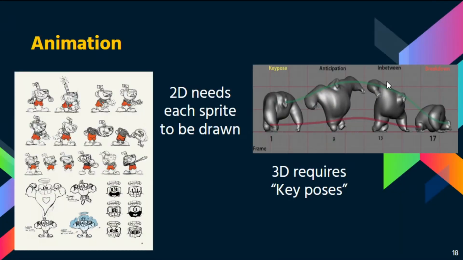So within animation itself, as I said, in 2D you need to have each sprite drawn in order to get the effect that you want. When you're animating in 3D, you have to do something called key poses. While key poses is something that you also do in 2D, when you do key poses in 3D, you're able to have the computer calculate between each key pose in order to automate the animation process, rather than having to do each frame individually. This also allows you to have higher frame rates within games.